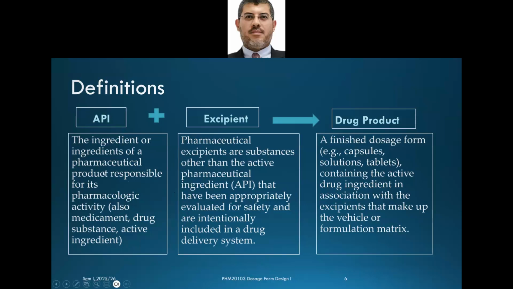Anything else in the formulation is an excipient. So the drug substance is the API, or medicament, or active ingredient, or active pharmaceutical ingredient. Anything else we call an excipient. Pharmaceutical excipients are substances other than the active pharmaceutical ingredient that have been appropriately evaluated for safety and are intentionally included in a drug delivery system.